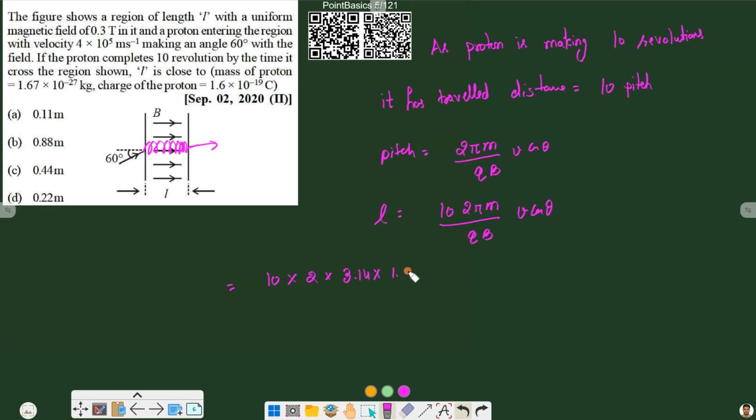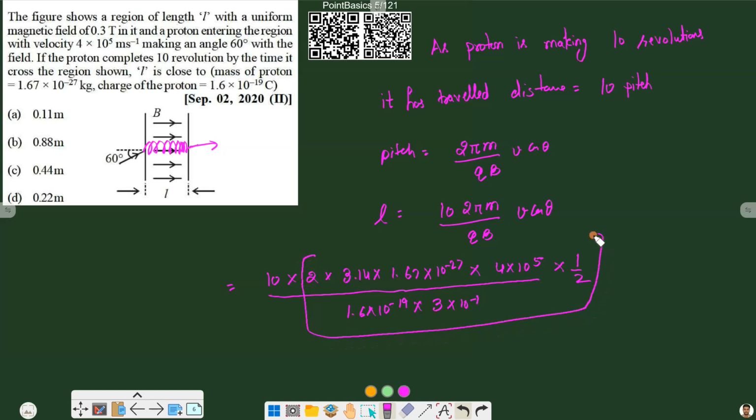mass 1.67 into 10 raised to power minus 27, velocity 4 into 10 raised to power 5 into cos theta, where cos 60 is again half, and charge is 1.6 into 10 raised to power minus 19, and field is 0.3. So this is exactly the same calculation which we did previously, and for this part we got 4 centimeter.